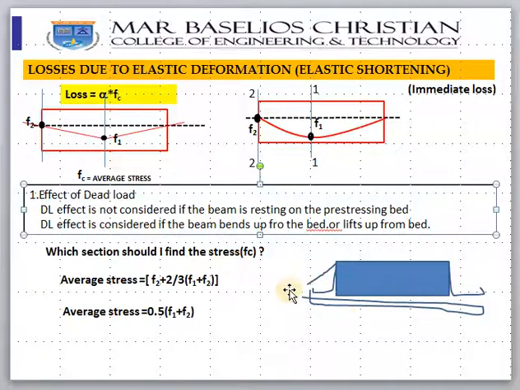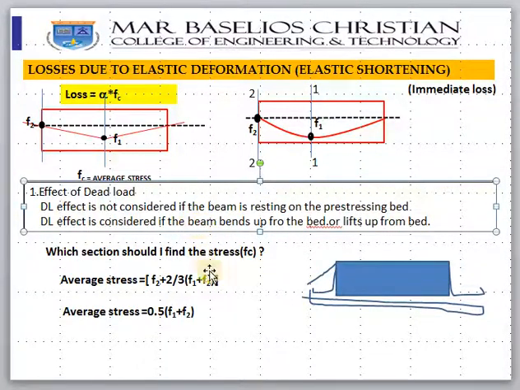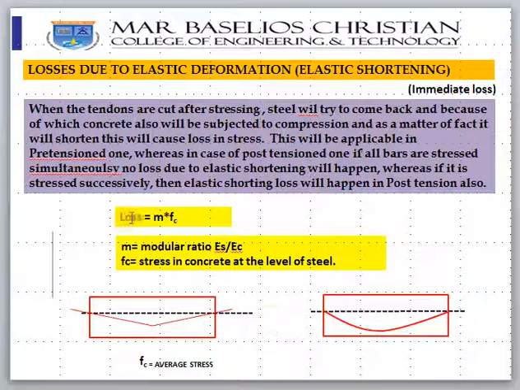Suppose what happens is after this the beam might bend like this, or it will bend above the table. At that time we should consider the dead load. Okay, so that's all with this. Please note down the formula: loss is equal to M into Fc. This is how we calculate.